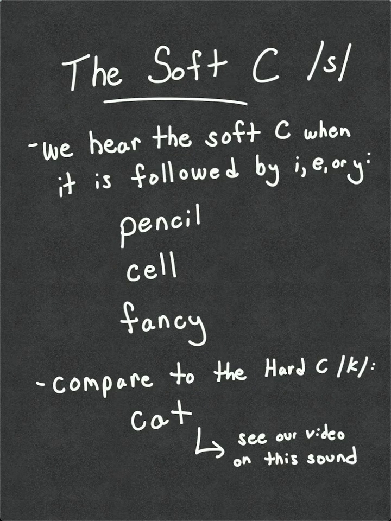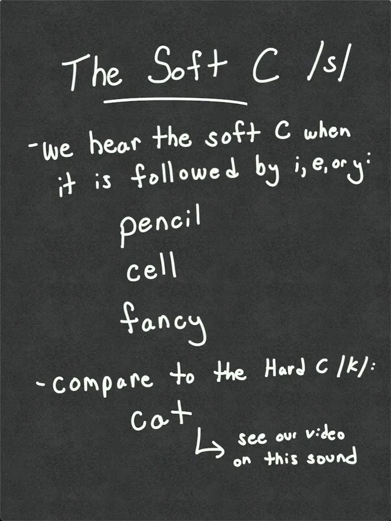First, let's take a look at the soft C. It makes a hissing noise. We can hear it in the words pencil, sell, fancy. So the C in these words is being followed by an I or an E or a Y, as opposed to other letters, which produce what's called a hard C, such as the word cat.